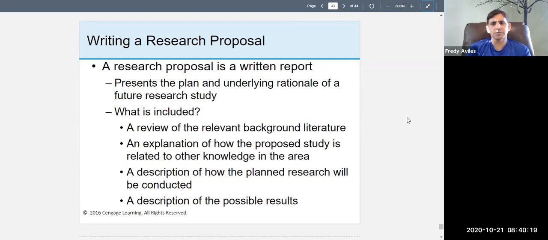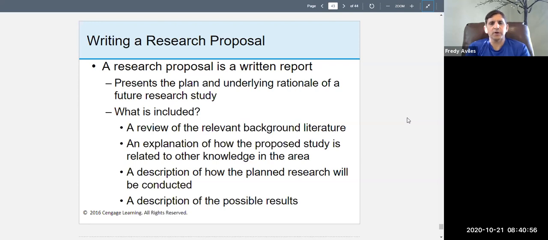A research proposal is something you write in order to get funding, to get money to do the study. Research does cost money, okay? That's why you write a proposal. So a research proposal is also a written report, but you haven't done the work yet. You present the plan and the underlying rationale of a future research study. So you want to do a certain study, you want to get some funding for it, let's say from the government or from the state or whatever it is. There are several funding sources.